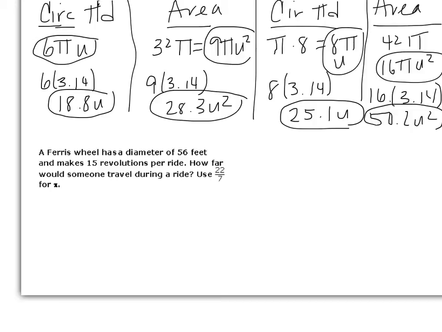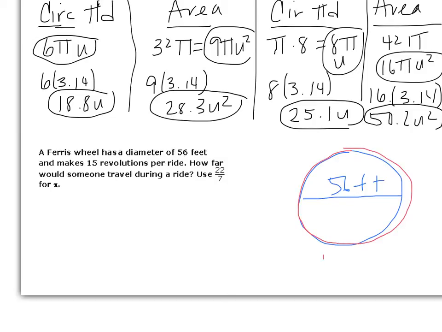Okay, a Ferris wheel has a diameter of 56 feet. Okay, so if you think of a Ferris wheel, that means the distance across is 56 feet and makes 15 revolutions per ride. Okay, so a revolution would be to go around 1 time. Okay, so 15 revolutions means it's going around 15 times, say, on your ride. Okay, how far would someone travel during the ride? Use 22/7 for pi. So instead of using 3.14 like we've been doing, you are going to use 22/7.